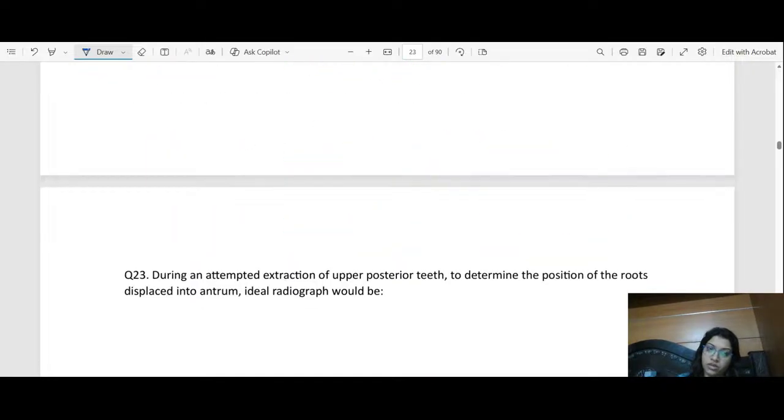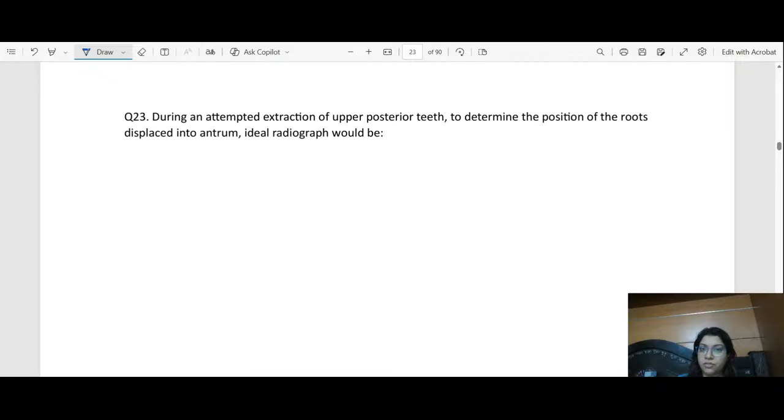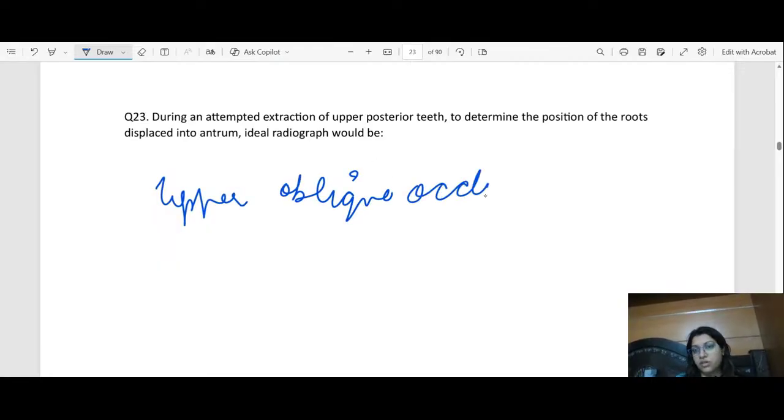Next question. During an attempted extraction of the upper posterior teeth, to determine the position of the roots displaced into the antrum, the ideal radiograph would be bite-wing radiograph, IOPA, or upper oblique occlusal radiograph. So, as we are going to see the position of the displaced roots in the antrum, we will require the upper oblique occlusal radiograph.